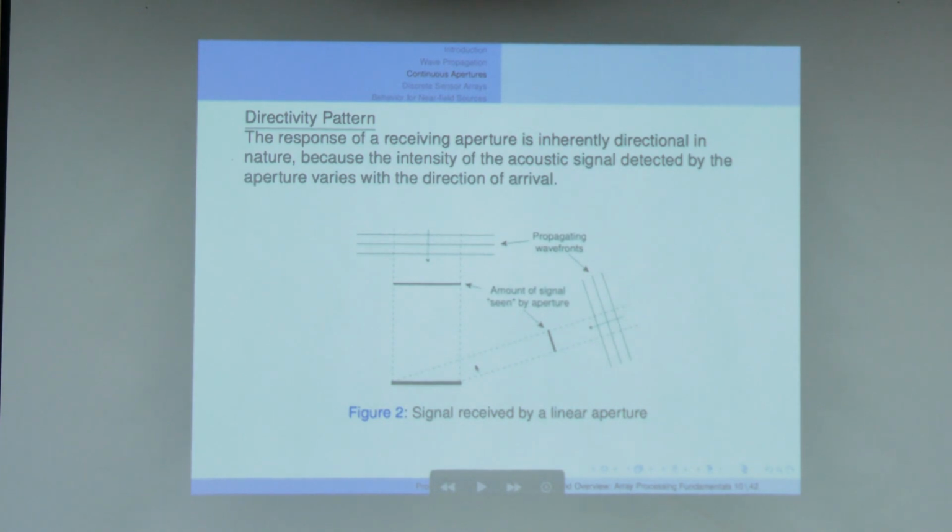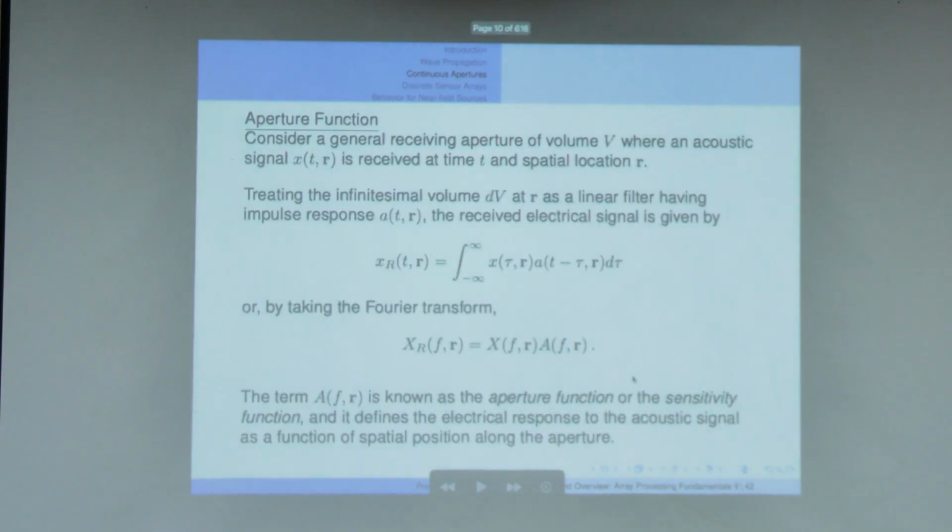Even a signal, an acoustic wave with a certain frequency that hits the aperture: the strength of the electrical signal that is measured at its output depends not only on the frequency, but also on the direction of the signal. Okay? So when we talk about this equation with the aperture function, here we talk about the response to a monochromatic wave, frequency f, at a point r.